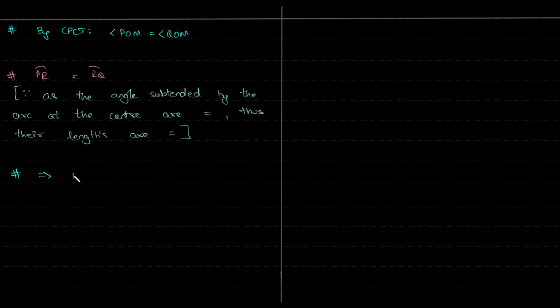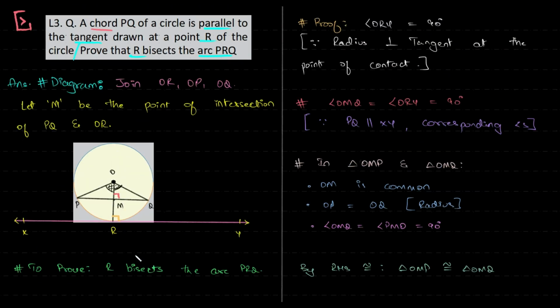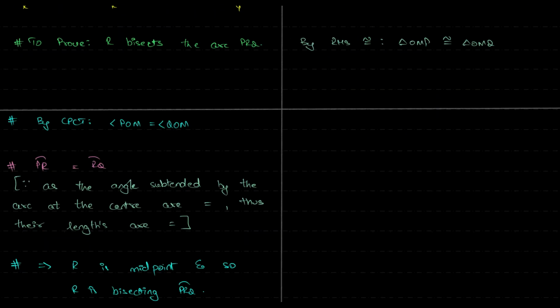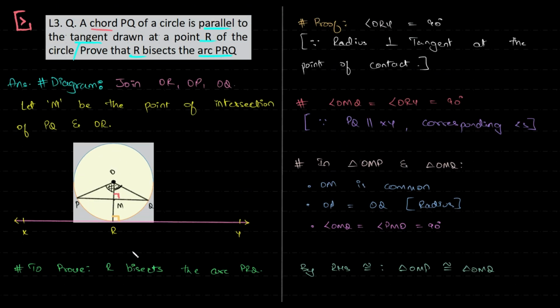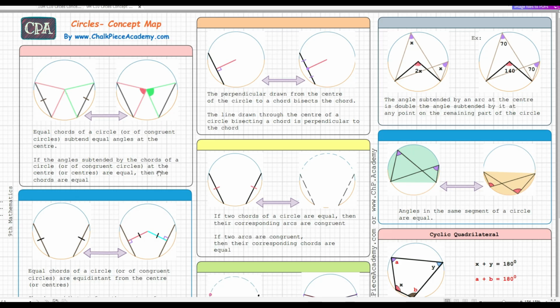And with this, what can we tell? This implies R is the midpoint, and so R is bisecting the arc PRQ. Hence proved. Okay guys, that's it. So here the star goes to, yeah, we need to give a star, is it not? This point. Without this, you won't be able to understand the question or the answer or anything. Again, it goes back to this. So see to it that you take a print and revise.